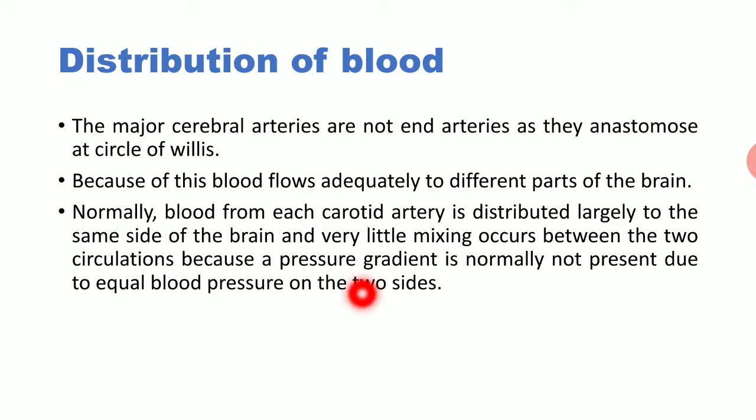Distribution of blood. Major cerebral arteries are not end arteries, as they anastomose at the circle of Willis. Because of this, blood flows adequately to different parts of the brain. Normally, blood from each carotid artery is distributed largely to the same side of the brain, and very little mixing occurs between the two circulations, because a pressure gradient is normally not present due to equal blood pressure on the two sides.